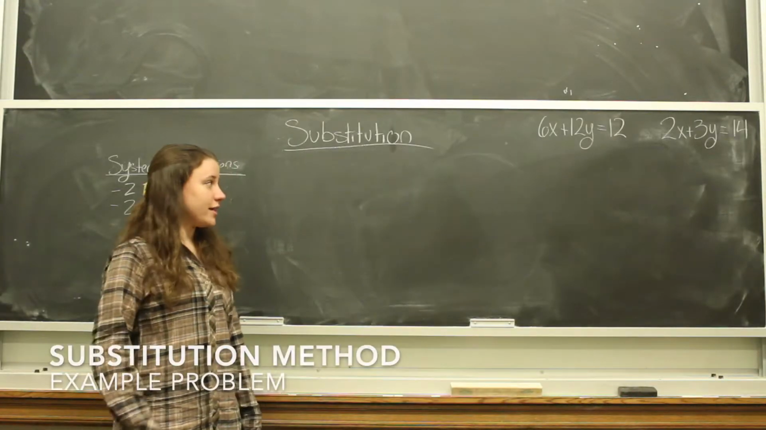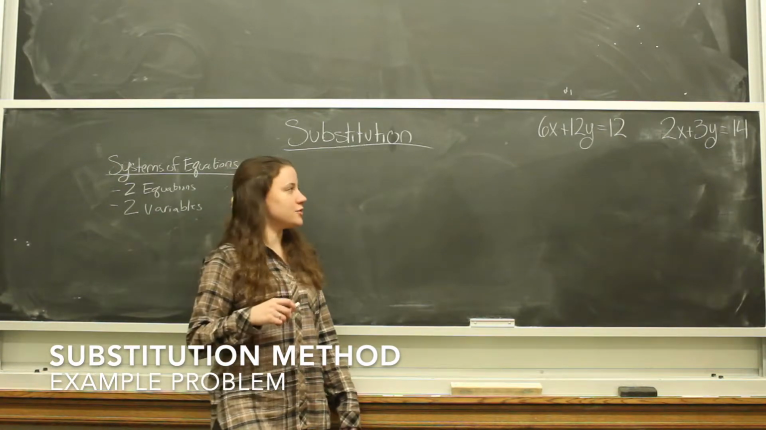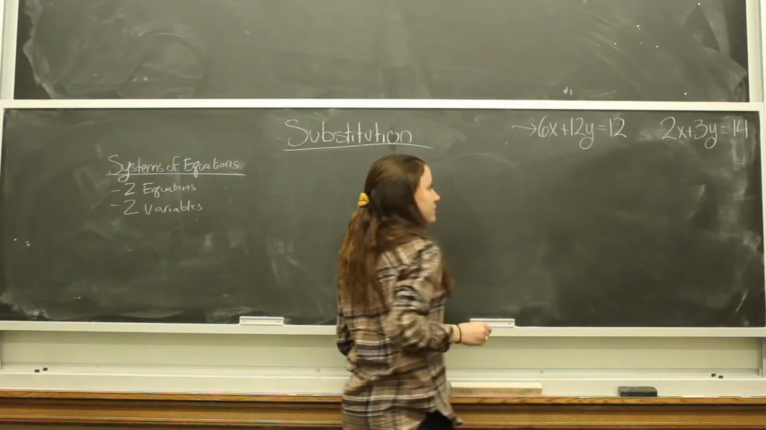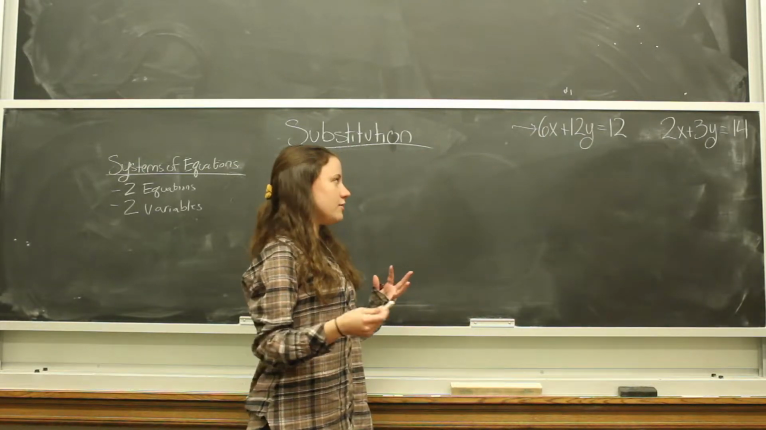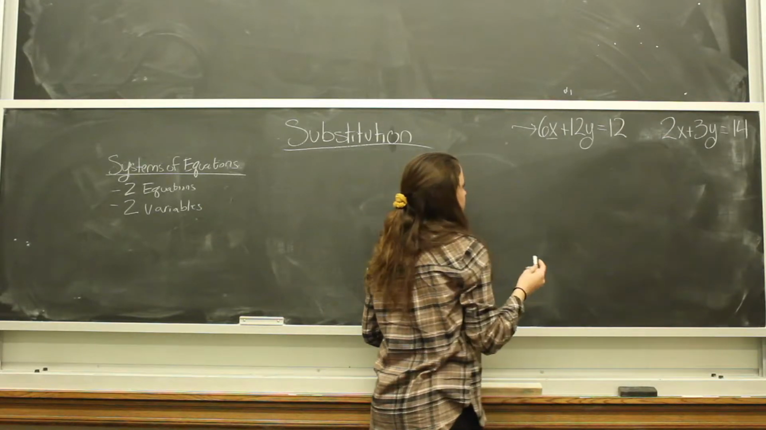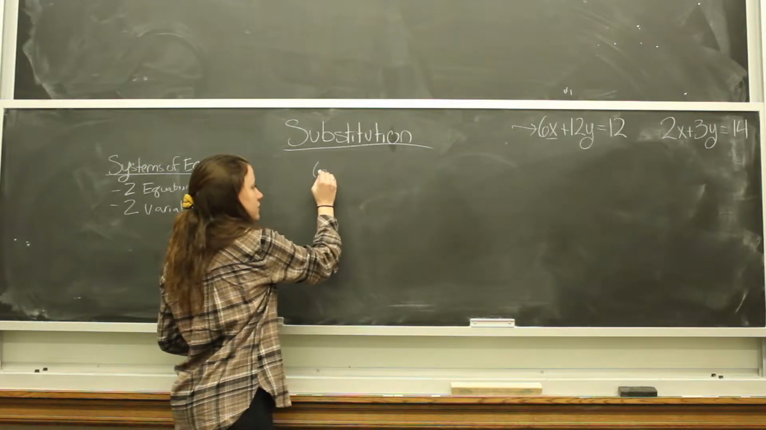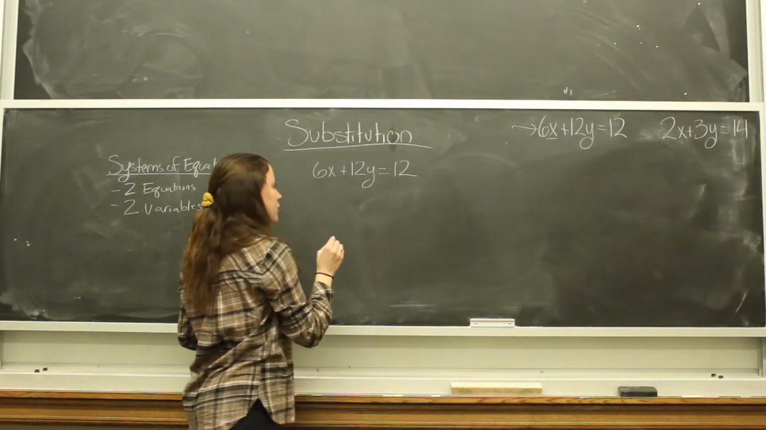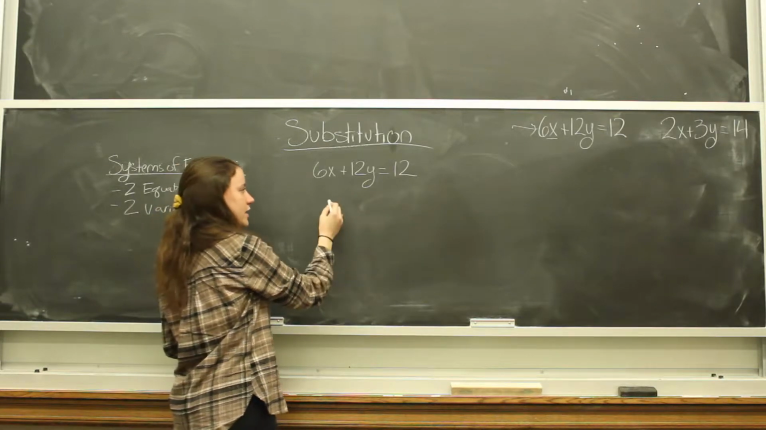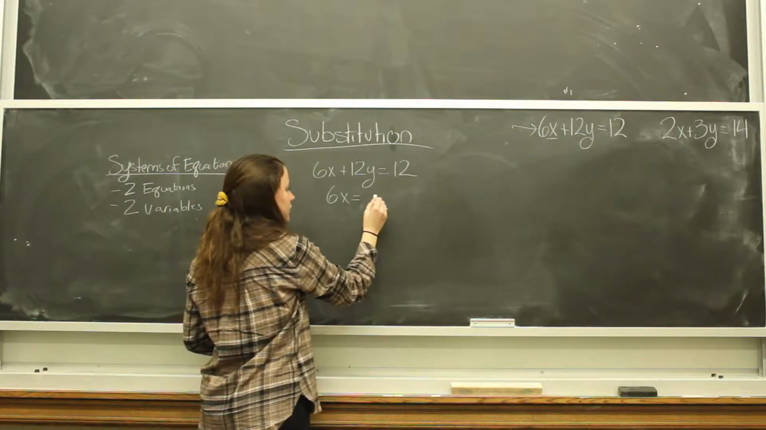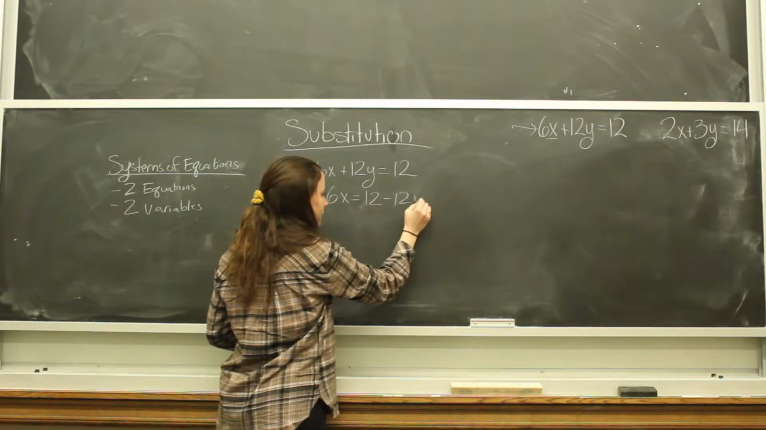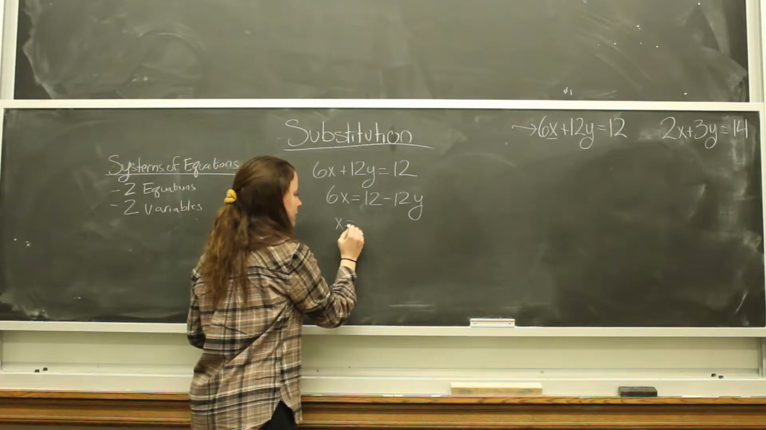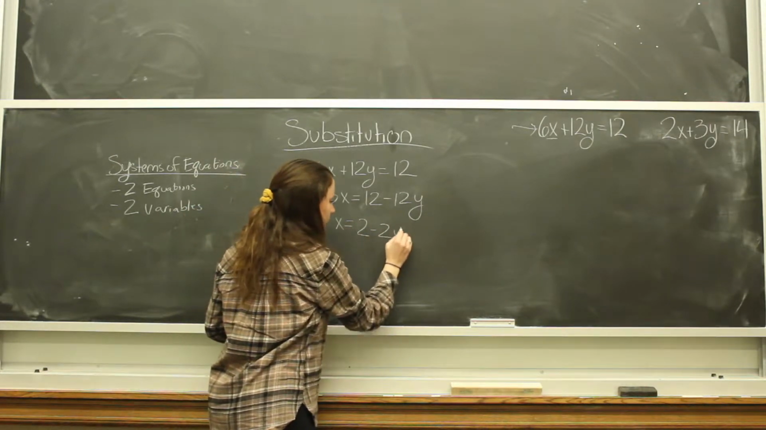Okay, so now we're going to be doing an example using substitution. Our first step is to pick an equation to work with. I'm going to choose this equation, and we have to choose a variable to solve for. I'm going to solve for x. So if I move this over here, I get 6x plus 12y equals 12. If we solve for x, we have to subtract 12y from both sides. So we get 6x equals 12 minus 12y. Now we have to divide by 6. So we get x equals 2 minus 2y.